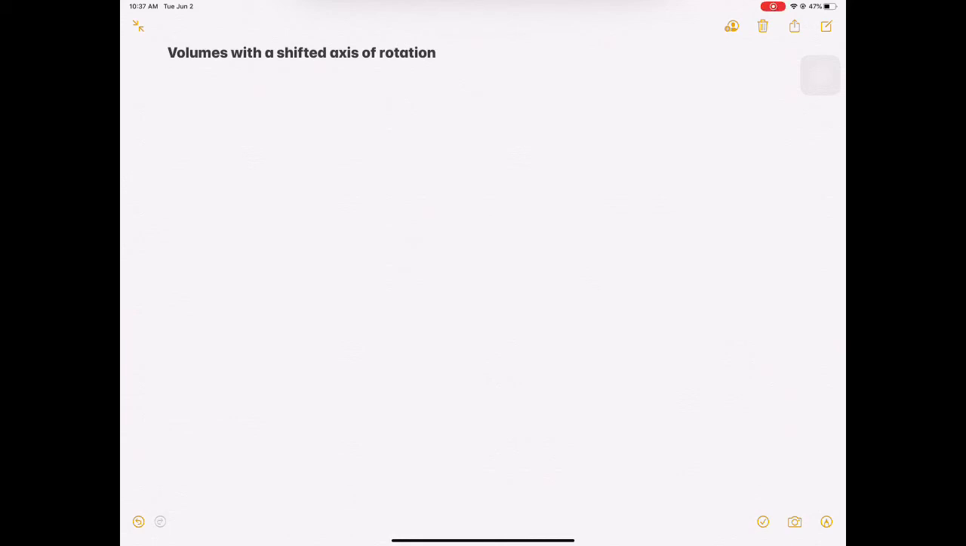Hi everybody, today we're going to do volumes where we shift around a different axis than, for instance, the y-axis and the x-axis. And we'll go over a couple of examples, just basic ones, so you guys can get the idea.